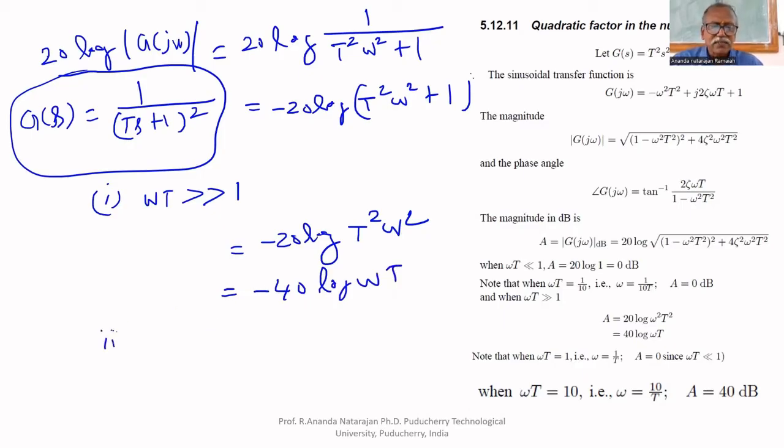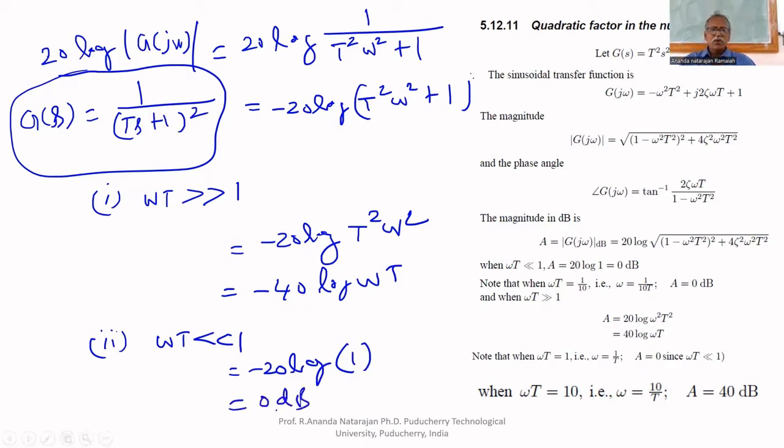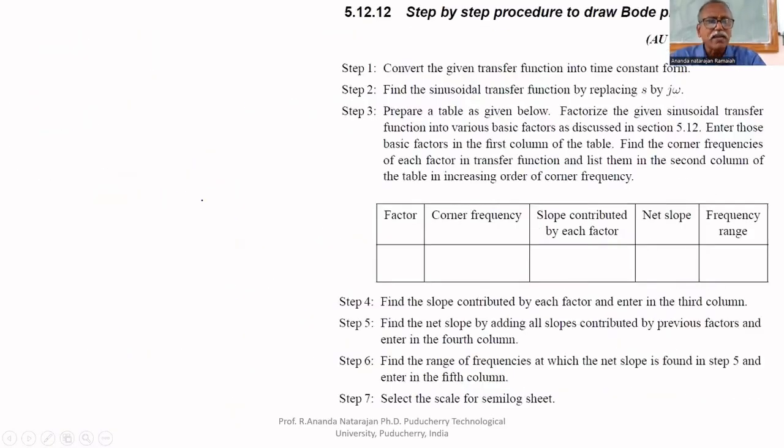If second case, if omega tau is far less than 1, what you will get? Minus 20 log t square omega square is negligible. That's why 1, you will get 0 dB. So up to corner frequency 0. After that, it decreases at the rate of minus 40 dB per decade.